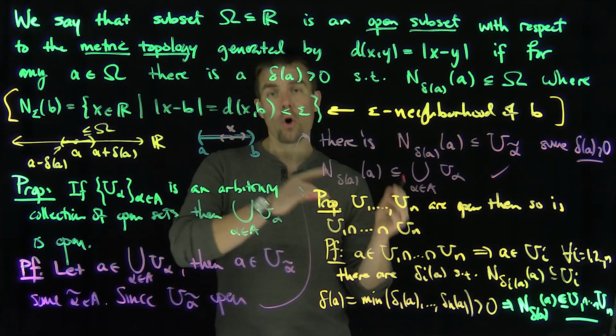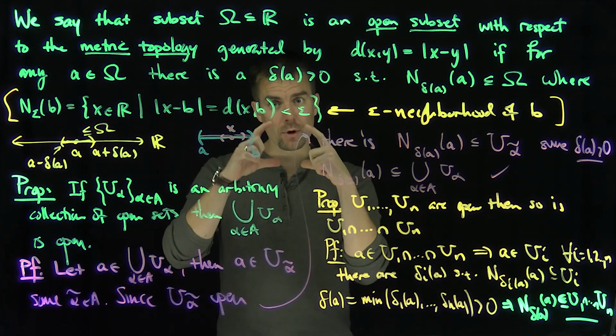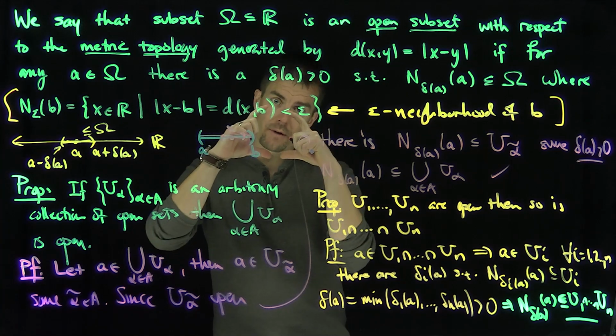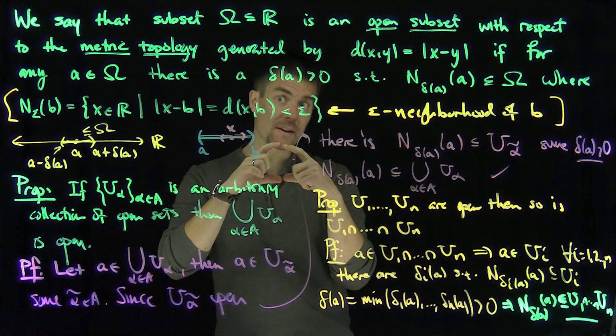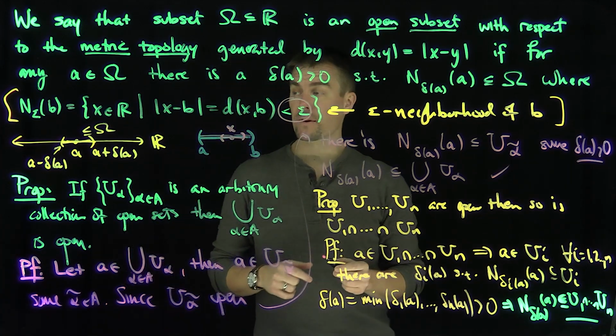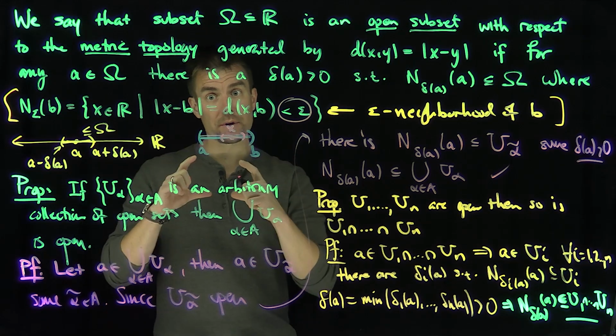So to summarize, open set means that for any point in the open set, there exists a neighborhood, which basically looks like an open interval, that's also contained in the set. And these neighborhoods are open neighborhoods by virtue of the fact that it's less than epsilon in the definition. And of course, the open neighborhoods are just open intervals, right?